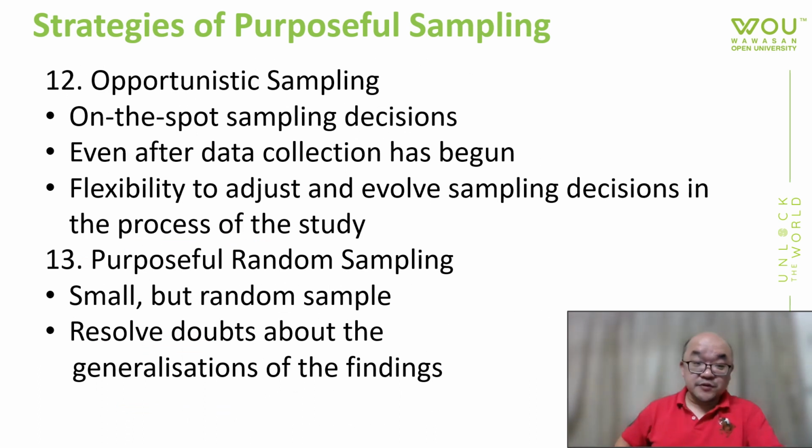Strategy number 12 is opportunistic sampling. This is where researchers are expected to make on-the-spot sampling decisions. So if they find something quite interesting, there is an opportunity to ask more questions or recruit another group of participants. Let's say that you are studying the experience of nurses caring for elderly patients in the hospital. Then you find that a lot of nurses talk about the role of doctors or even the janitor. It turns out that the janitor might be able to provide you with interesting data, so you go and recruit the janitor and ask questions.